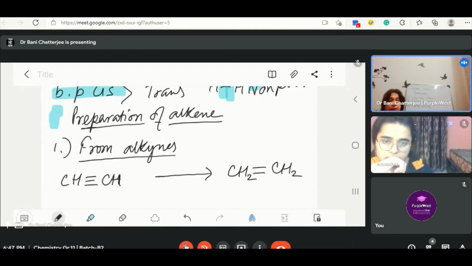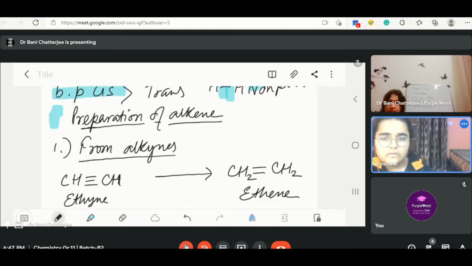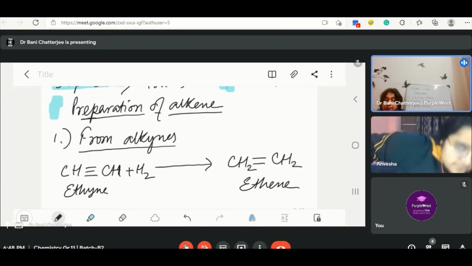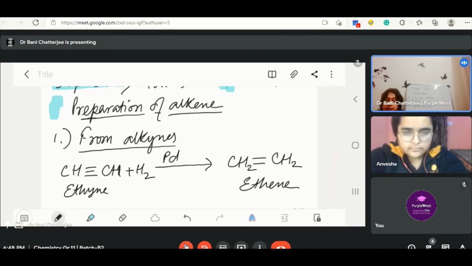What have I added, can you find out? What is the difference between this ethyne and ethene? There is a difference of hydrogen. Yes, addition of hydrogen. As Anvesha is saying, I am adding hydrogen. Clear? But hydrogen should be added in the presence of a catalyst, otherwise you have to supply heat and pressure and all. So we will apply a catalyst. What is that? Pd and C.